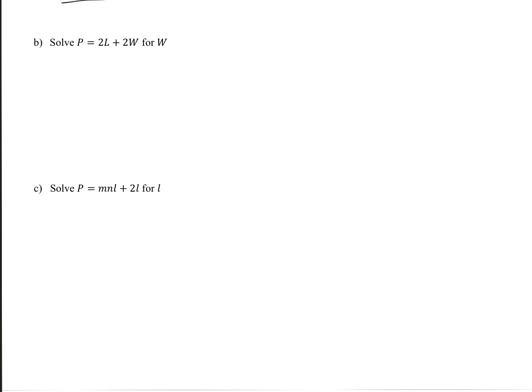Alright, so part B, solve P equals 2L plus 2W for W. As usual, always feel free to pause these videos and try to solve by yourself. Okay, so in this equation, I'm trying to solve for W. So W is right here. And I always like to ask myself, what's keeping W from being by itself? Well, it's being added to by a 2L, and it's being multiplied by a 2. So there's two things I need to undo. As always, get rid of the addition or subtraction first. So minus the 2L from both sides.